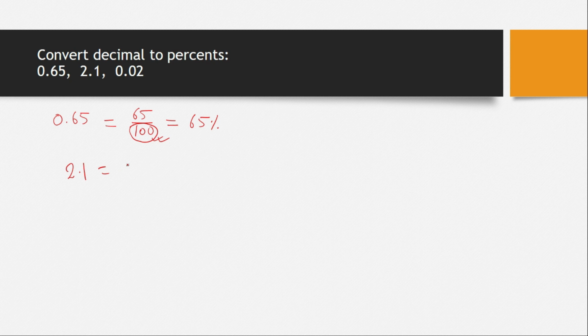Next is 2.1. If we remove the decimal, we can write it as 21 by 10, but here we have to bring 100. So to bring 100, we have to multiply it with 10. Whatever we multiply at the denominator, same we have to multiply in the numerator. So we will get 210 by 100 or 210%.